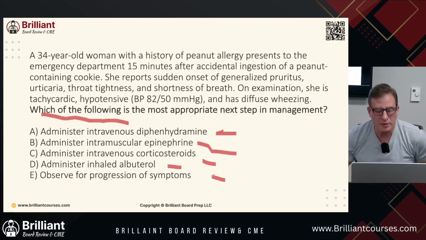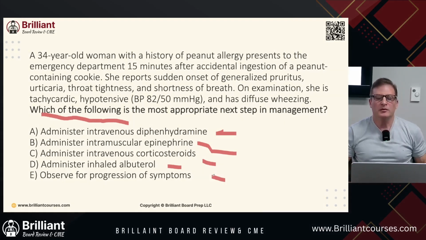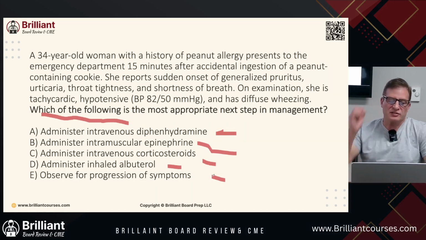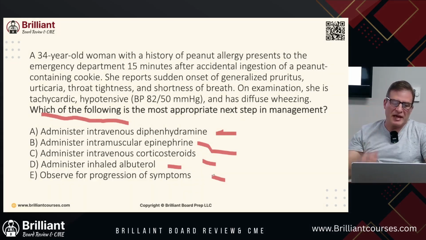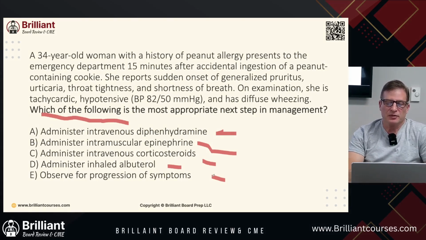Okay, so what do we got here? This is a 34-year-old female with history of peanut allergy, presents to the emergency department after accidentally ingesting a peanut-containing cookie. This happens. She's at a bake sale and she looks at those cookies. They said there's no peanuts in there. The person made a mistake. She eats the peanuts unintentionally and gets itching, urticaria, throat tightness, and shortness of breath.